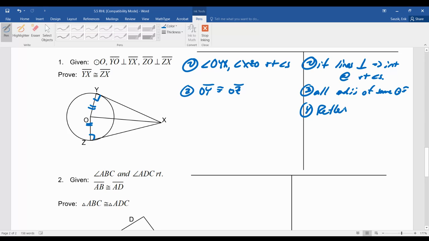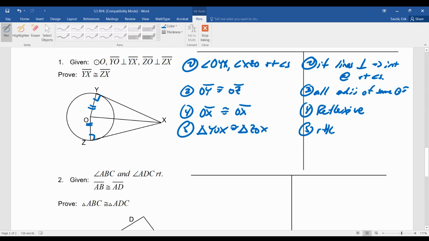We now have a reflexive piece, and that is OX congruent to OX. So I have triangle YOX congruent to triangle ZOX by RHL. So I didn't have to say that the right angles were congruent. And now I can say YX is congruent to ZX by that.